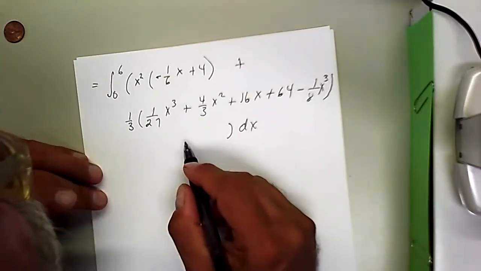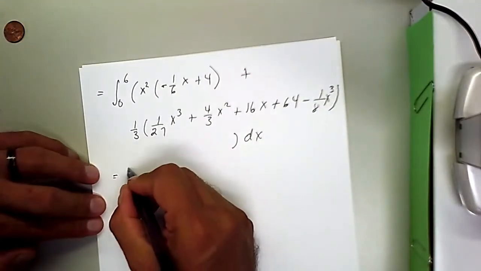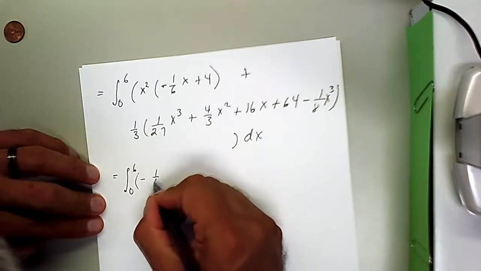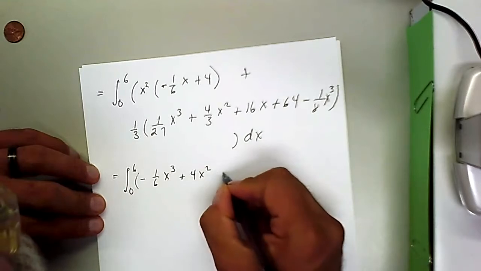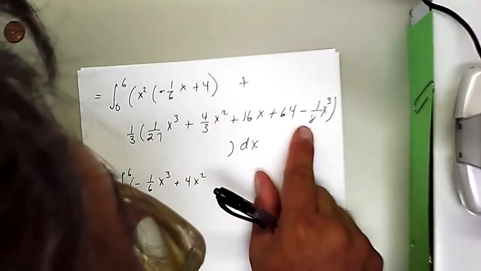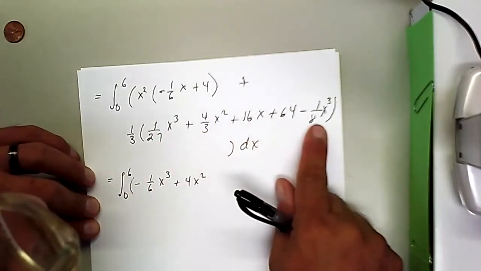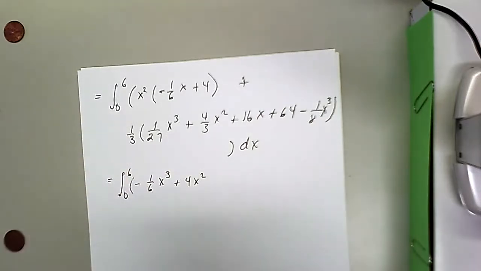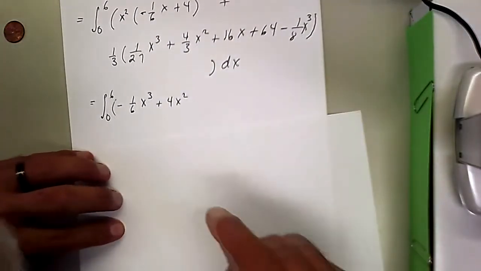Okay, so let's distribute the x squared. So this is the integral from 0 to 6 of negative 1/6 x cubed plus 4x squared. And then down here, I'm going to do 2 things. I'm going to simplify those 2, and then we're going to multiply by 1/3. You know what? I'm going to simplify those real quick on a different piece of paper.